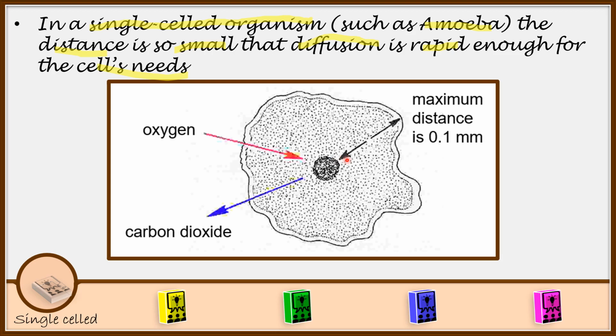So here it means that, the distance being short, diffusion of oxygen is very easy, and diffusion of carbon dioxide outside is also very easy and very fast, so that oxygen is supplied to the cell for its need, and carbon dioxide produced can easily be diffused out of the cell because the distance is shorter or smaller.